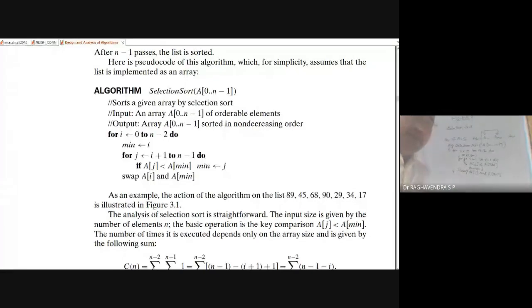Fine. Super. Now, just remember the general procedure for making mathematical analysis of a non-recursive algorithm. The first step is to identify the input size, define the input size. So what is the input size here? What is the input size?